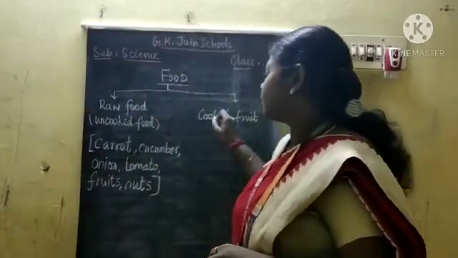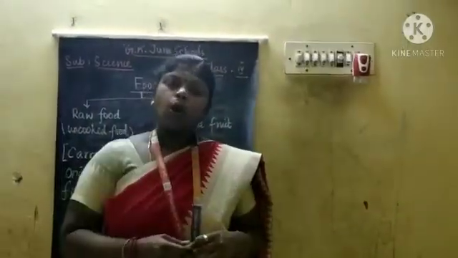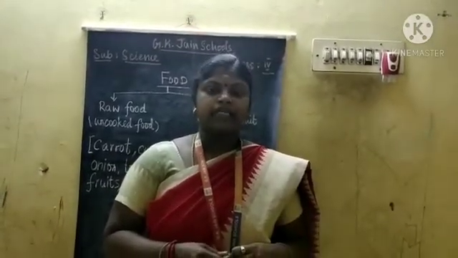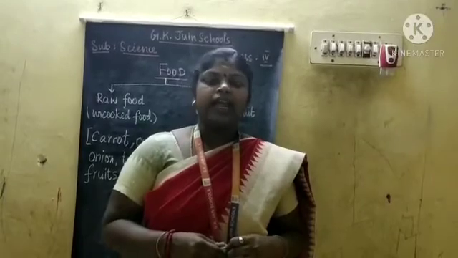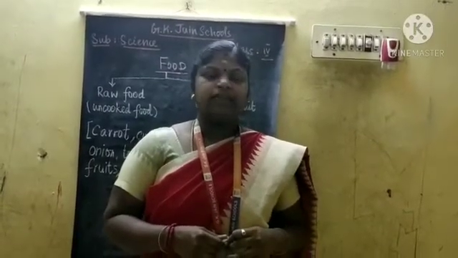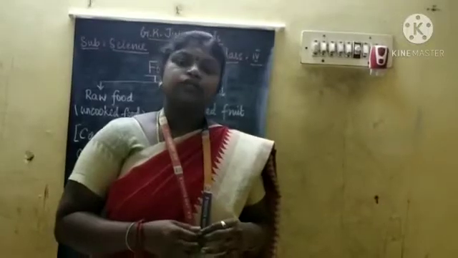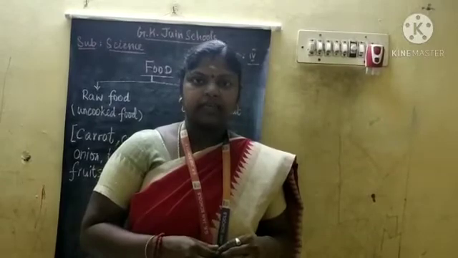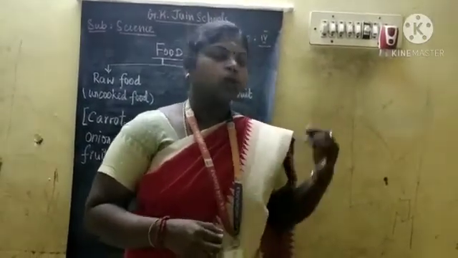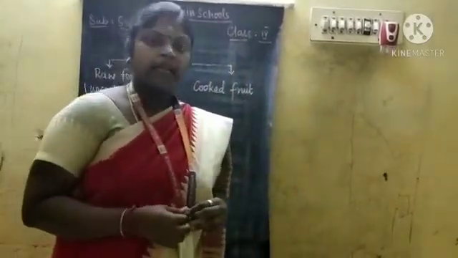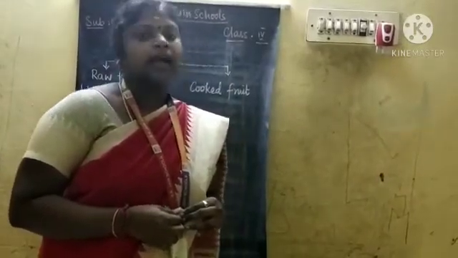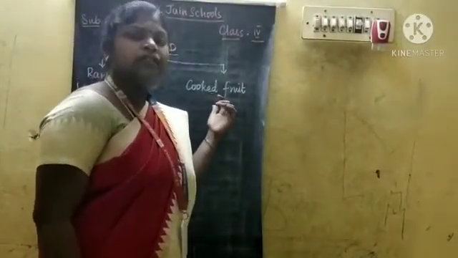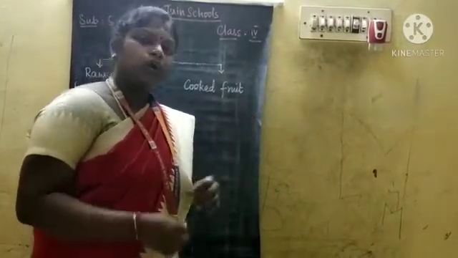Now we are going to see about cooked food. All food we cannot eat in raw form. For example, without cooking we can't eat meat, isn't it? So food items processed by using heat are called cooked food. For example, milk. Without boiling the milk, we can't take it as food, isn't it? So meat and fish are all examples of cooked food.